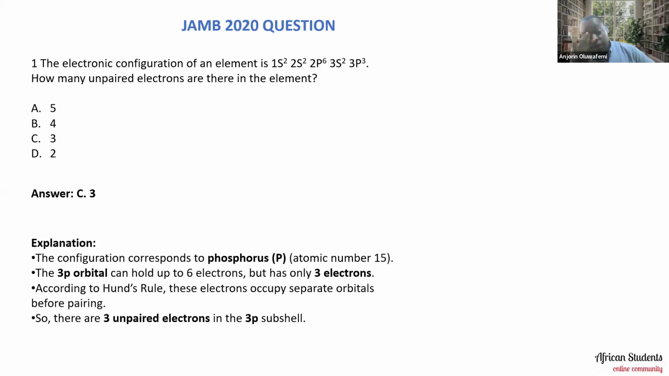Now, the reason for this is because the configuration corresponds to phosphorus, that's atomic number 15. The 3p orbital can hold up to 6 electrons, but has only 3 electrons. So according to Hund's rule, these electrons occupy separate orbitals before pairing. So there are 3 unpaired electrons in the 3p subshell. So that's the reason for choosing that particular option. Okay. So we'll move along now.